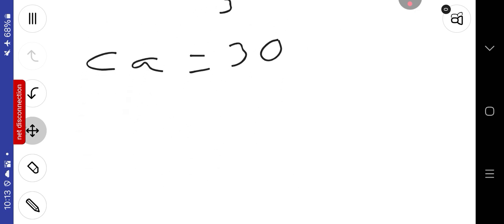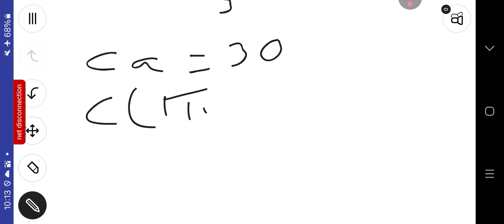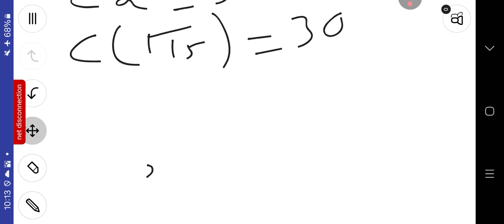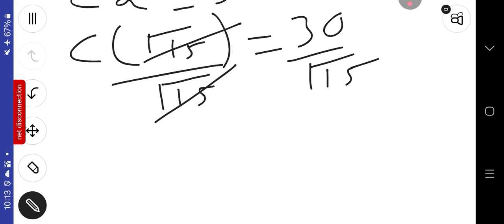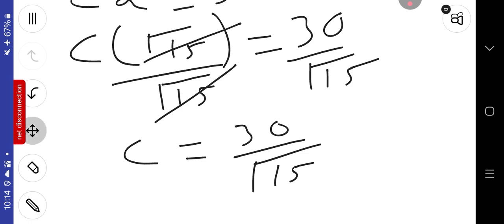Okay, so let's put it into this equation. So you're going to have C multiplying the square root of 15 is equal to 30. So you divide here by the square root of 15, here by the square root of 15. So this cancels this. So you're going to have C is equal to 30 over the square root of 15.